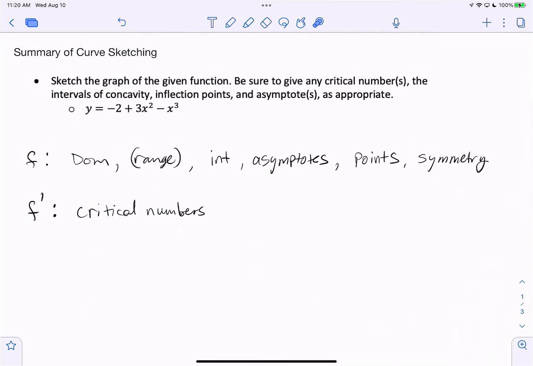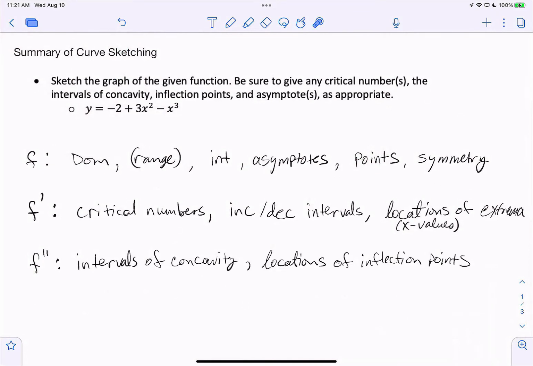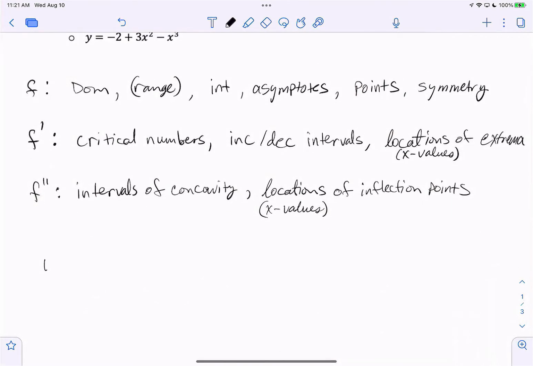F prime is going to give me critical numbers by setting a derivative equal to 0, intervals of increasing and decreasing, and locations of extrema. And when I say locations of extrema, I mean x values. The y values come from the function, right? That's where we get the points. That does it for f prime. For f double prime, we can get intervals of concavity and locations of inflection points. And again, when I say locations of inflection points, I mean x values. So let's get to work on this function here, which I'll rewrite.